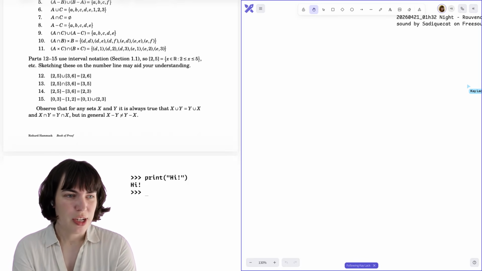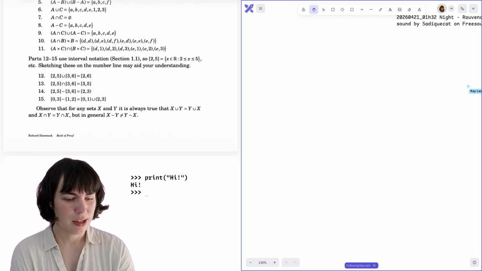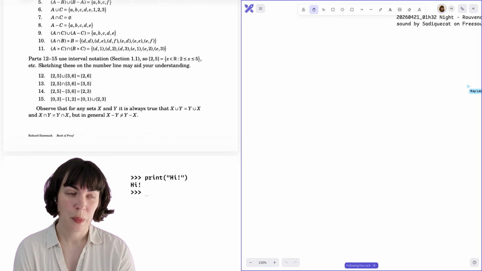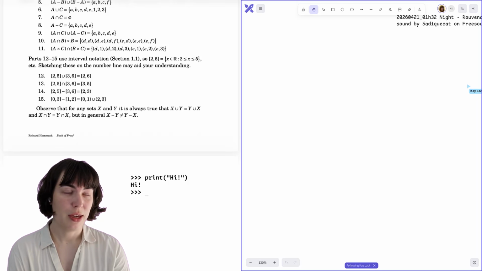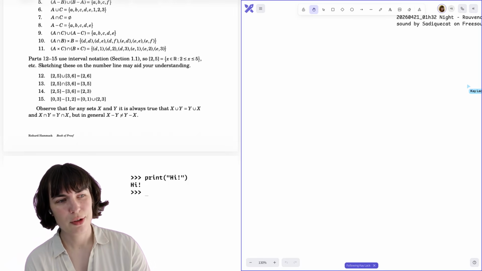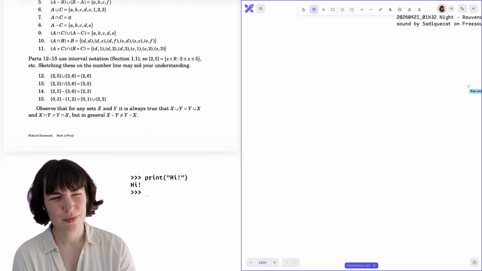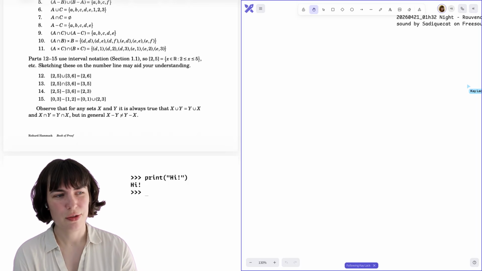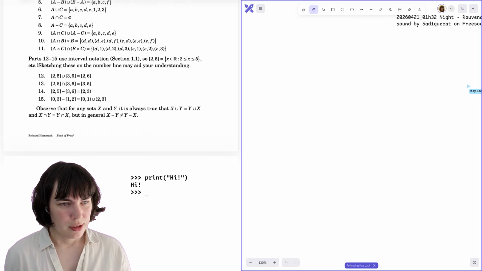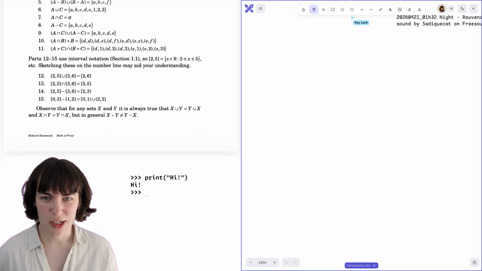Parts 12-15 use interval notation. Oh, great. Okay, I've got to remember that. Section 1.1. So the interval 2 to 5, which will be in the real numbers, will be a closed interval. Square brackets for closed interval. Closed means inclusive, which is indeed what it means. Okay, great. We can see that there. Sketching these on a number line may help your understanding. Okay, great. I love to put together a number line.